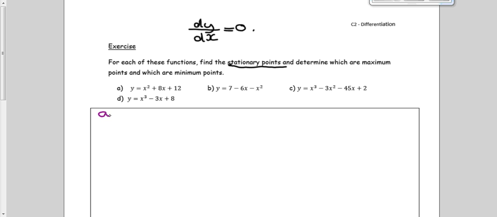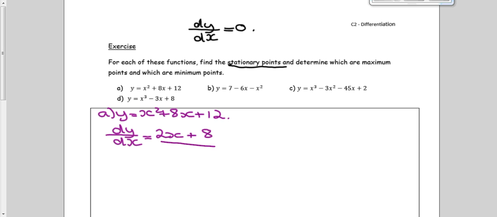For part A, we have the equation y equals x squared plus 8x plus 12. So differentiate, so dy by dx, multiply by the power and reduce the power by 1, and again multiply by the power and reduce the power by 1. So we want to find where this is equal to 0. So 2x plus 8 equals 0. So 2x equals minus 8 and x equals minus 4.